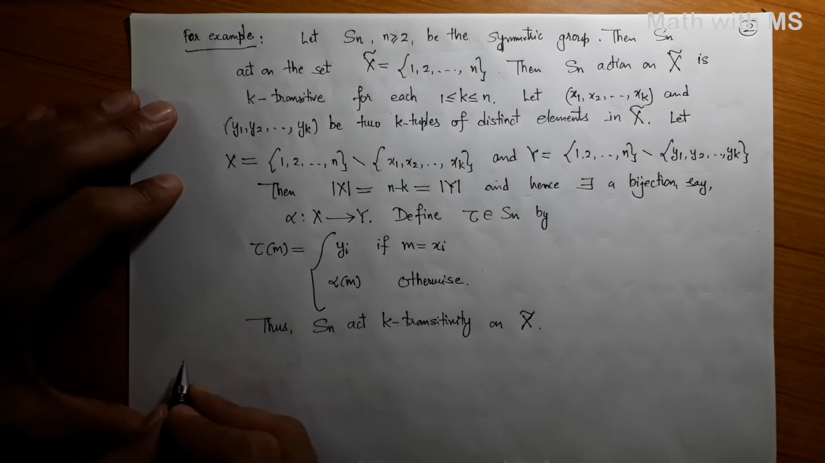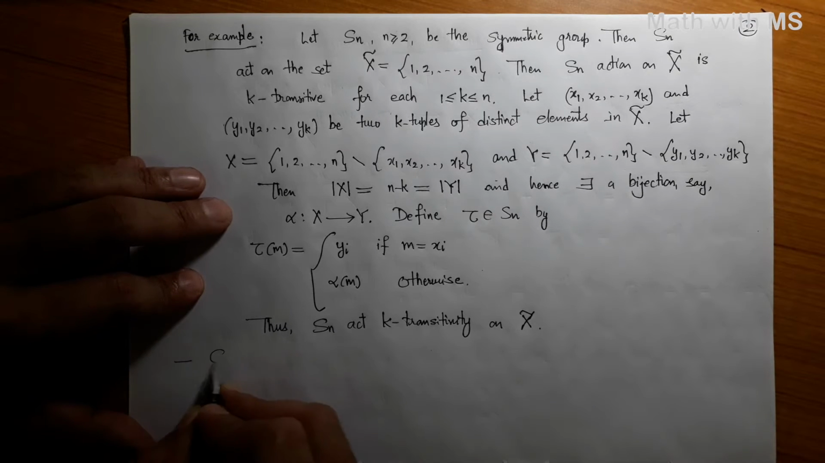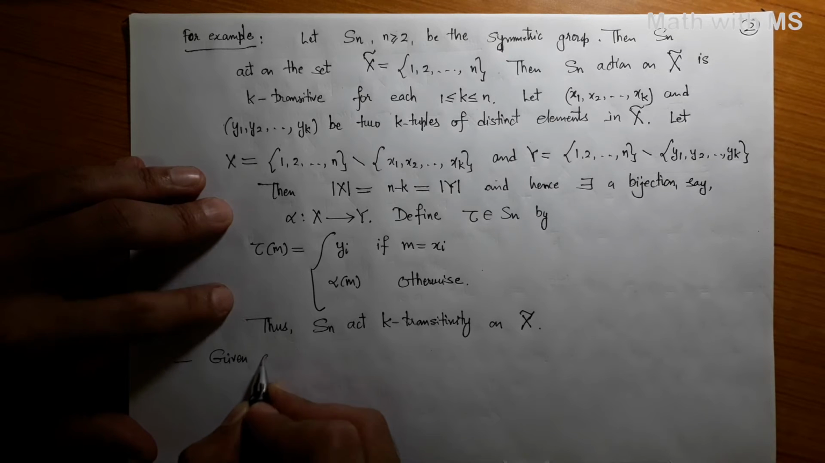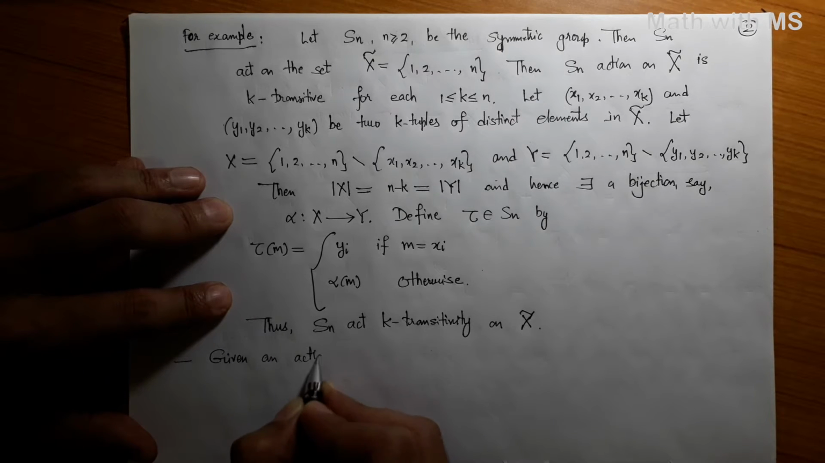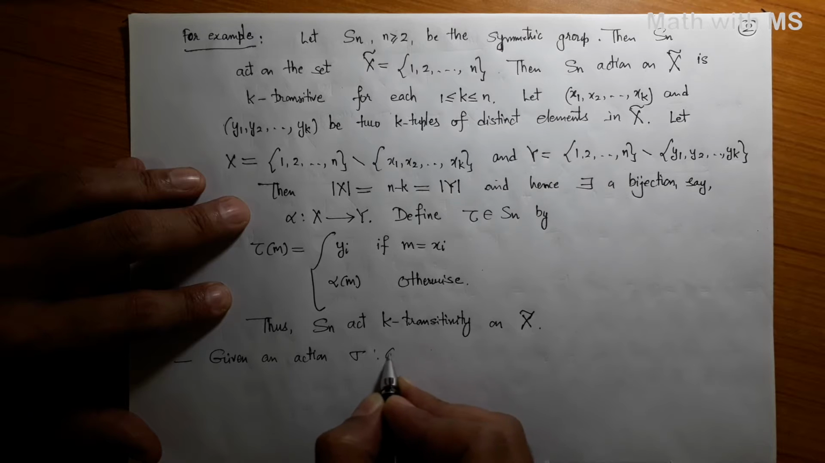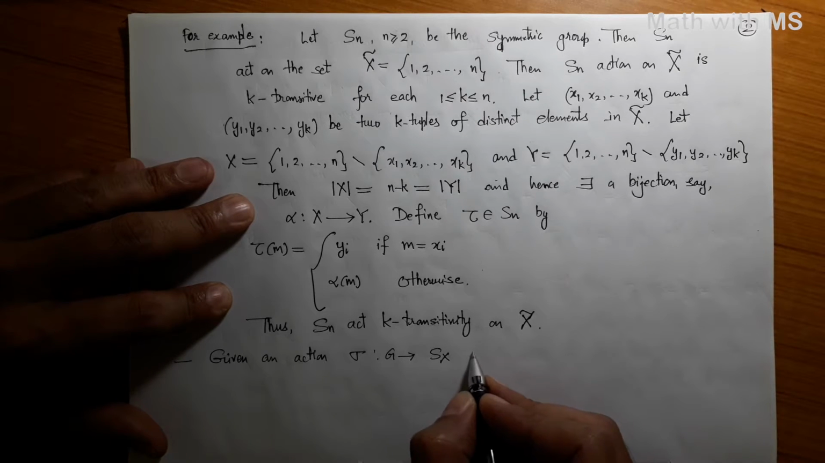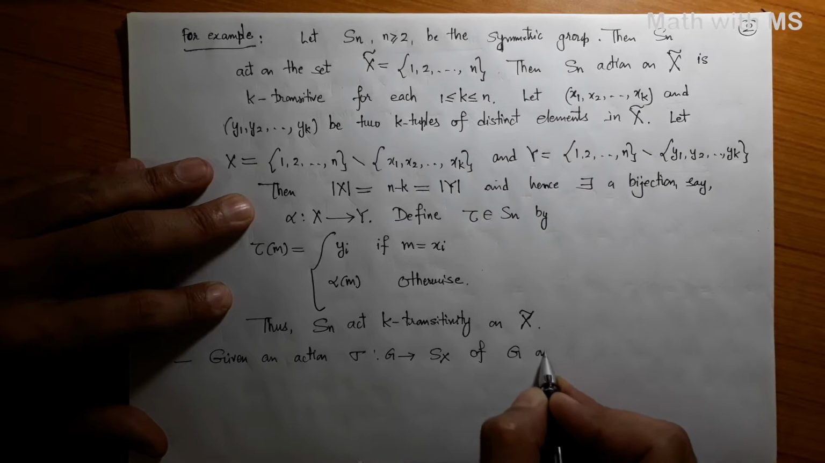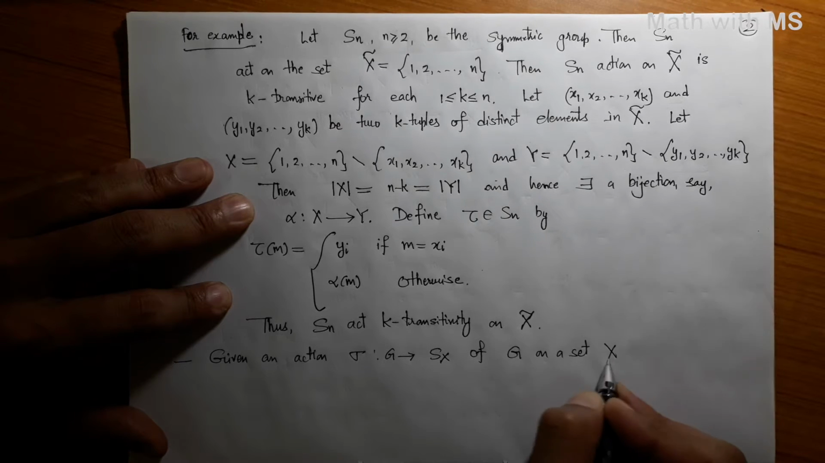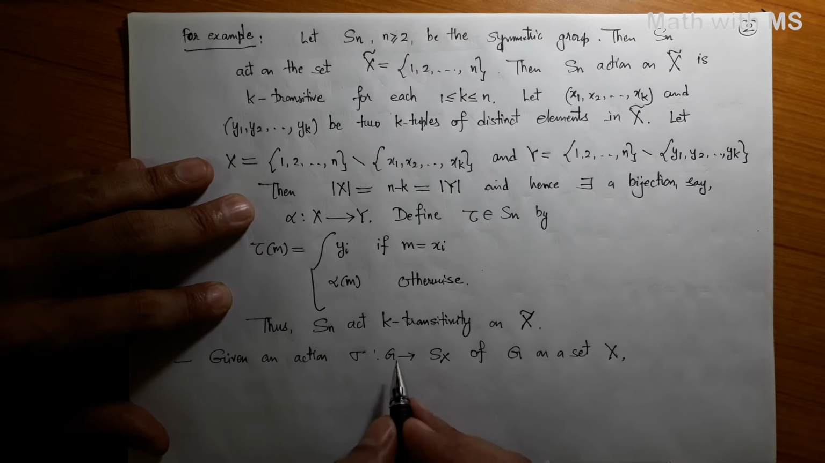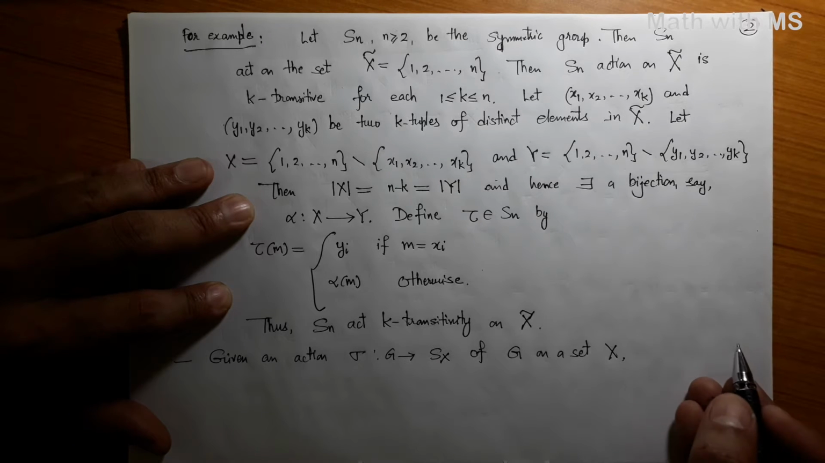Let us develop this further. Given an action sigma from G to S_X of G on a set X, one can define an action of the group G on the Cartesian product of X with itself.